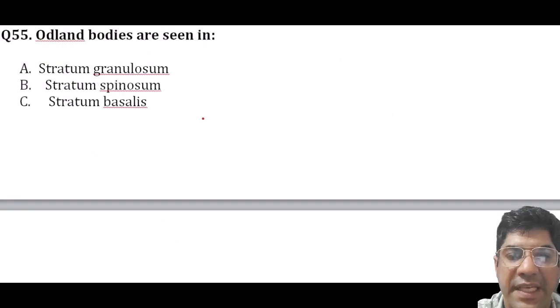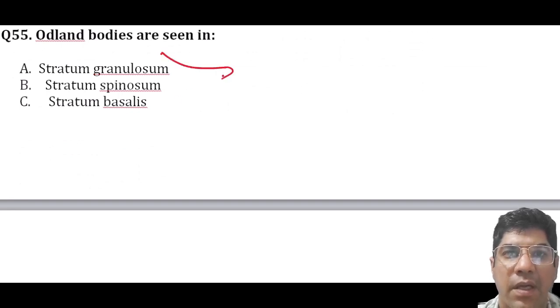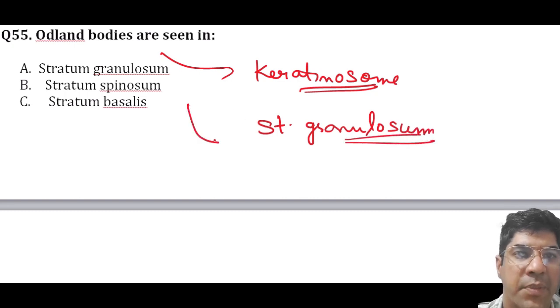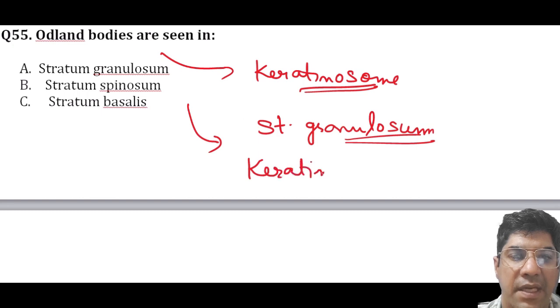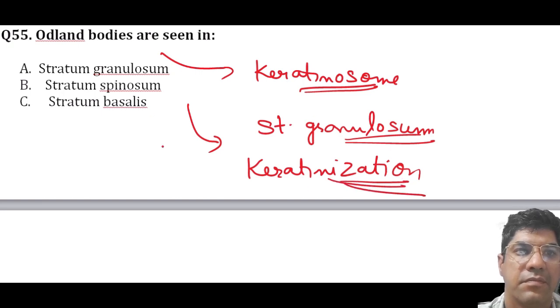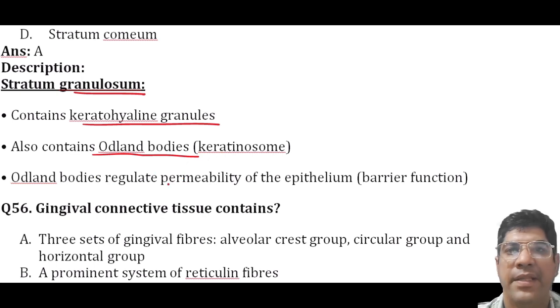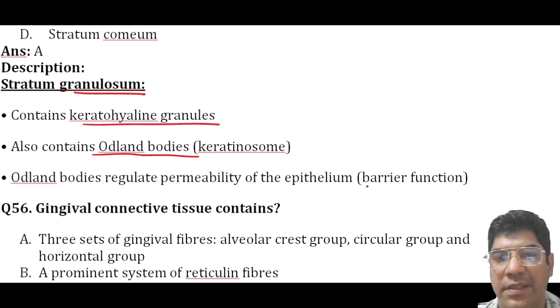Odland bodies, or keratinosomes, are seen in the stratum granulosum. These structures are important in the process of keratinization. So the stratum granulosum contains keratohyalin granules and Odland bodies, and these bodies regulate the permeability of the epithelial barrier function.